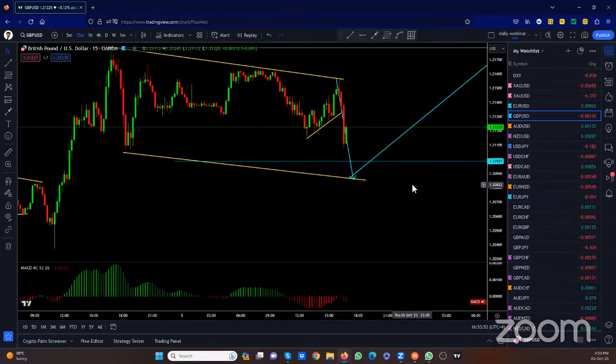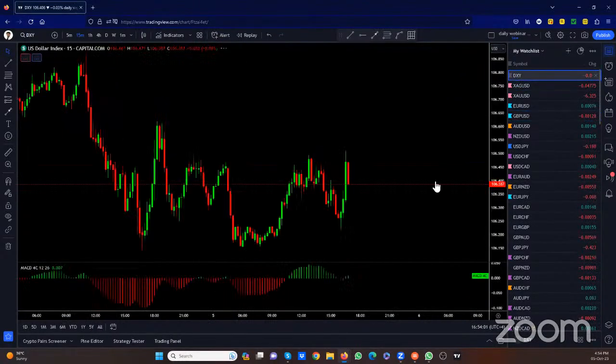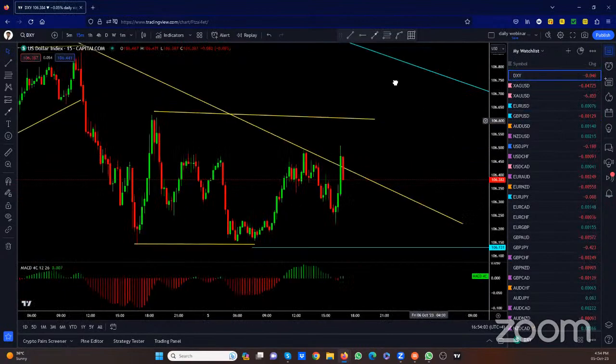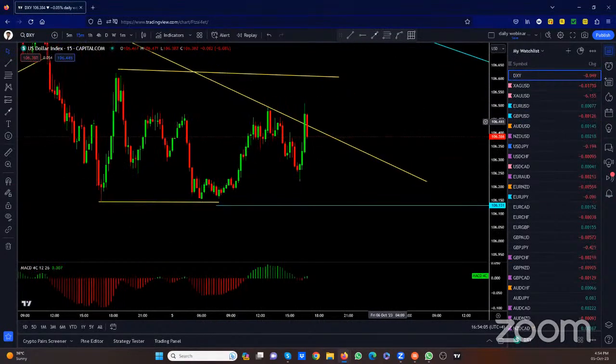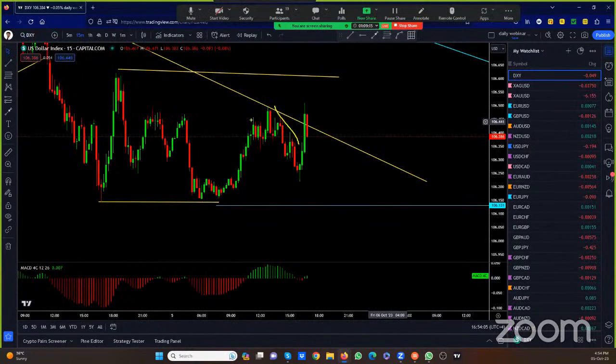So I'm going to go through the majors. I'm going to look at somebody with NASDAQ. You'll tell me what trades you want to look at before we close Zoom. So let's go to dollar index. I like the sell, but it has to go up some more. So I want to see this go at least a little more and then go for the sell.